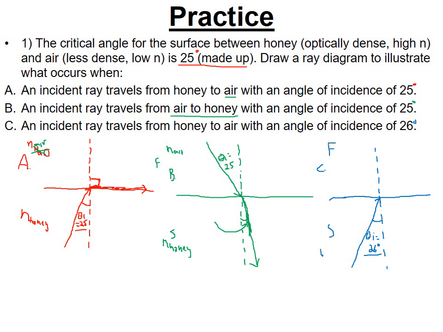Again, let's label our media over here, N honey, N air. And so now it's a simple law of reflection problem where we simply draw the reflected ray according to the law of reflection, which means 26 degrees from the normal. And you would use a protractor, which means you would be a lot closer than I would be. So now we have total internal reflection occurring at 26 degrees. So you have to read the question carefully to make sure that you know that there's total internal reflection occurring, or that you know that it's not going to happen.